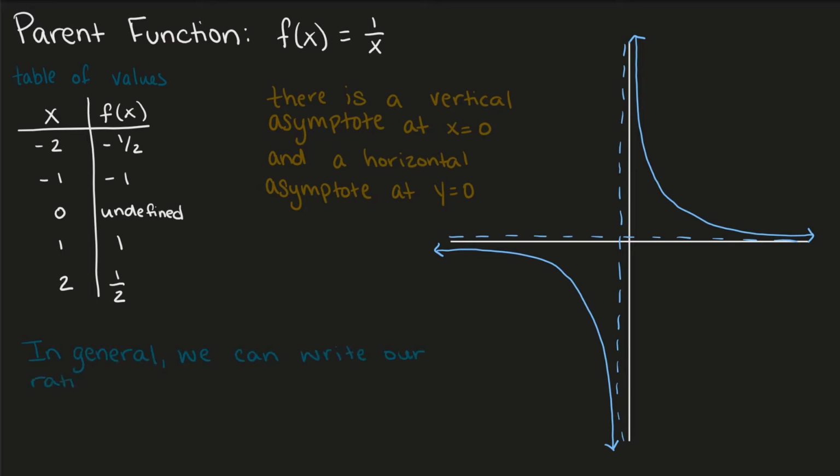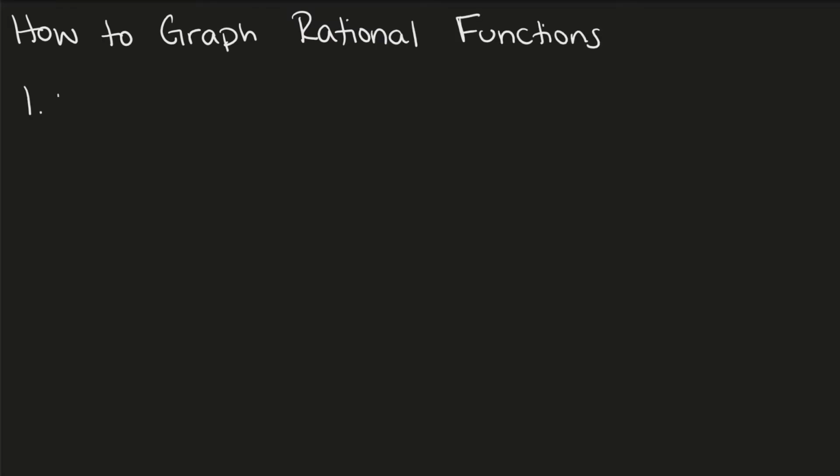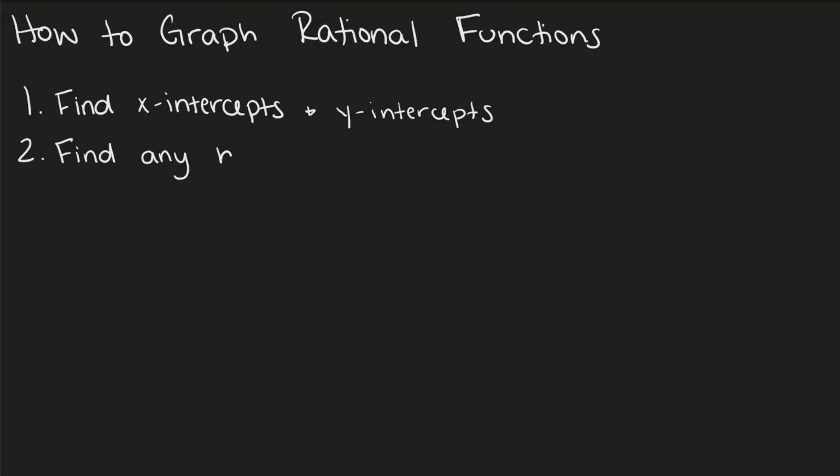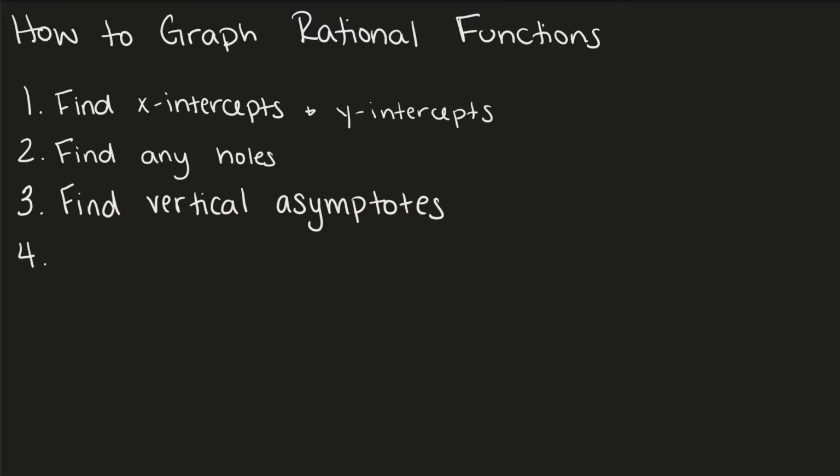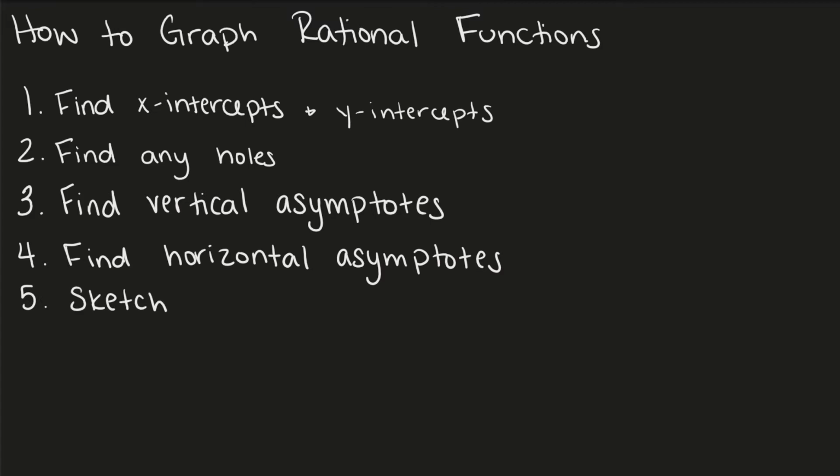In general, we write our rational functions as f of x equals a polynomial in our numerator and a polynomial in our denominator. In general, there are some steps we can follow to graph our rational functions. First, we'll find our x and y intercepts. Next, we'll find any holes that we have in our graph. Those are going to be points that we can cancel out in our numerator and denominator, and I'll show you some examples of these. Third, we're going to find our vertical asymptotes. And fourth, we'll find our horizontal asymptotes. Lastly, we'll sketch the graph.